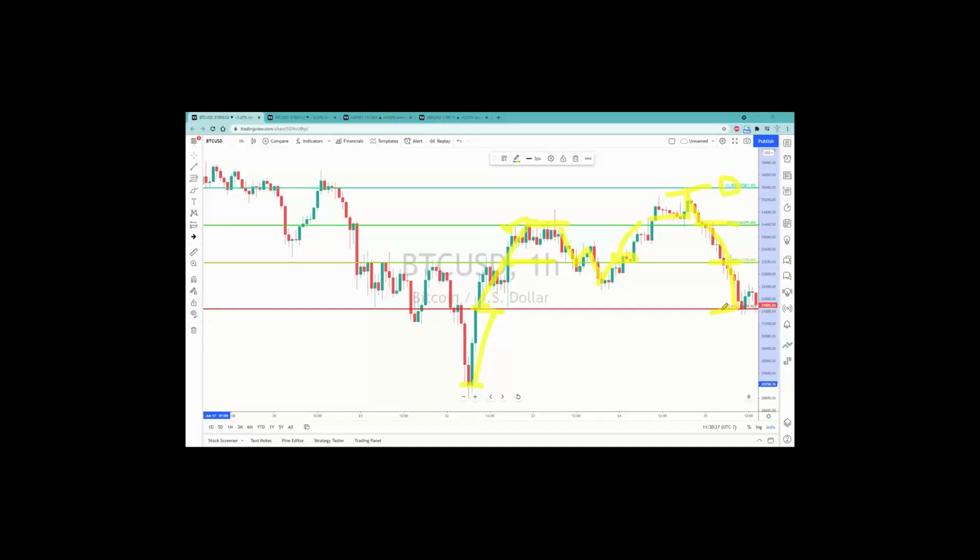Remember, whether we're talking about pivot points, Fibonacci retracements, or support and resistance lines, these are not finite numbers drawn in the sand. Okay? These are areas or zones that help you predict and understand the movement of an asset.